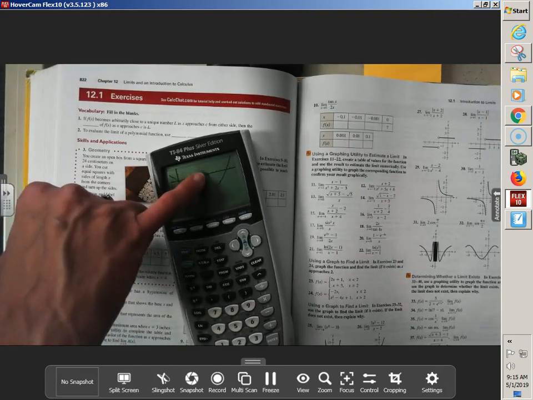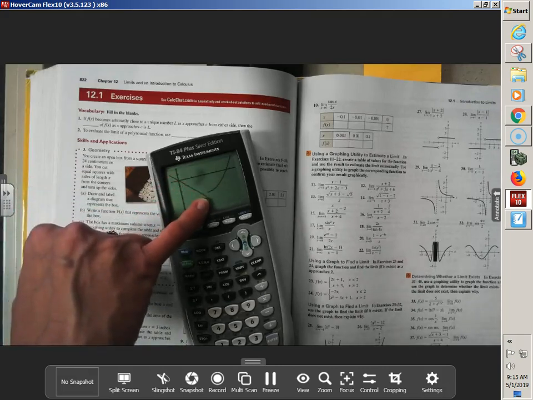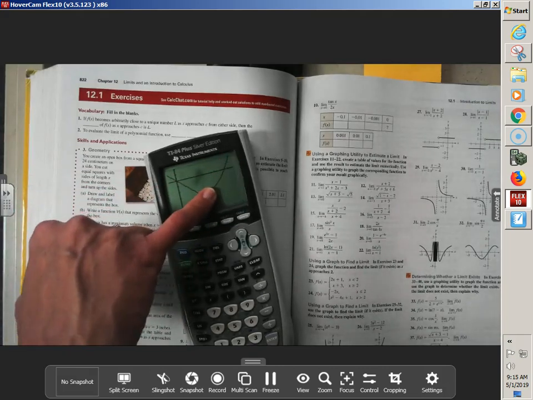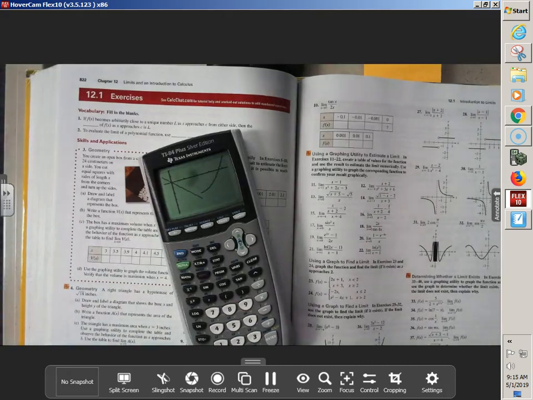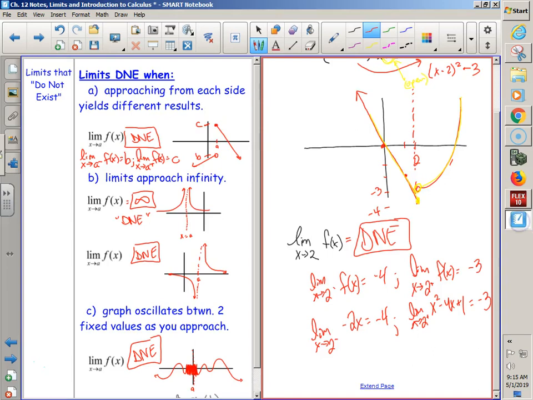You're able to see as x comes to 2 from below, it's headed one place. As x approaches 2 from above, it's headed another place. If you wanted to, you could throw little cars on these lines and ask yourself, where's the car headed? That y. Where's the car headed? That y. And do the two y's agree? Nope.